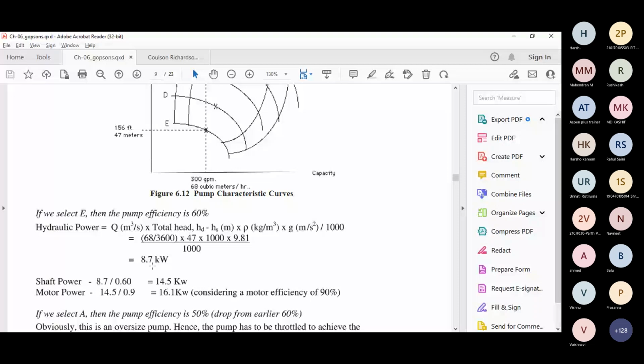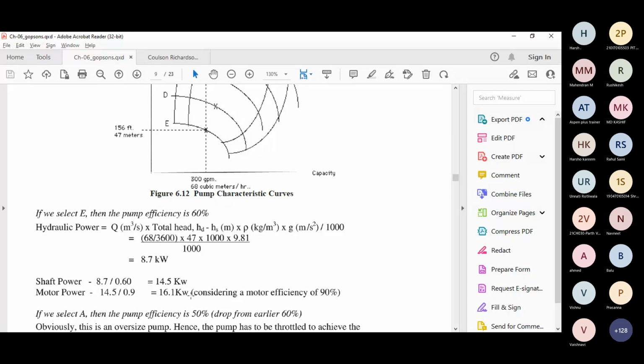So 16.1 is supplied from the grid to the motor, then the motor will consume 10% because of the heat losses and dissipation. And from the motor, 14.5 will go to the pump. Out of that, only the effective 8.7 is going. So you can see generally half of the power gets wasted, right? The effective power is just 8.7 compared to the supply, that is 16.1.